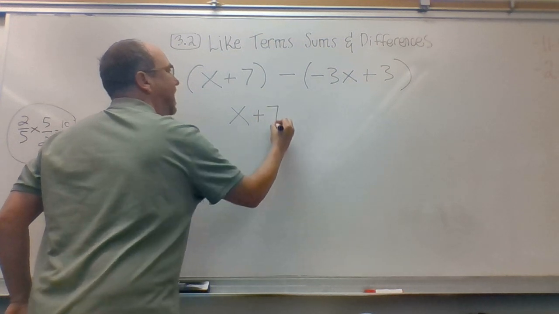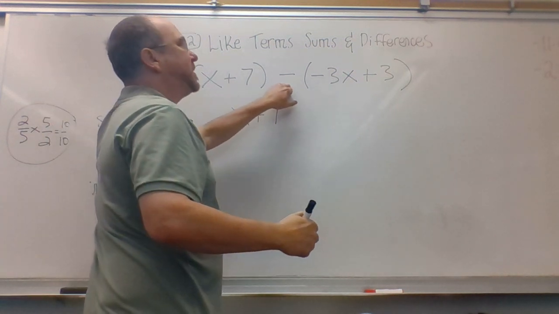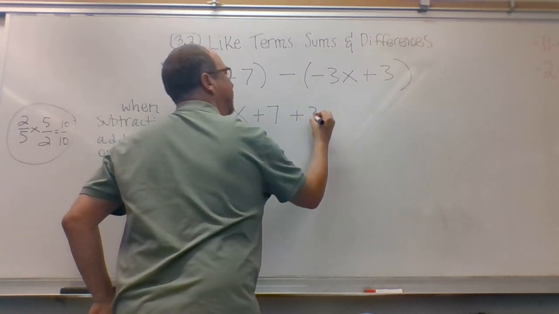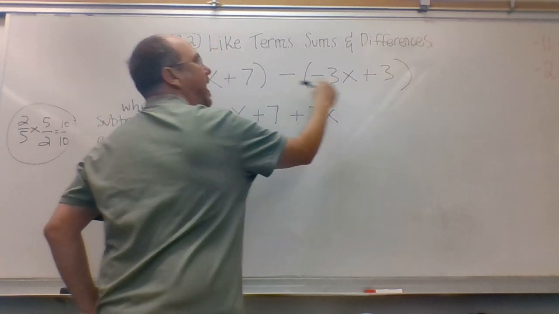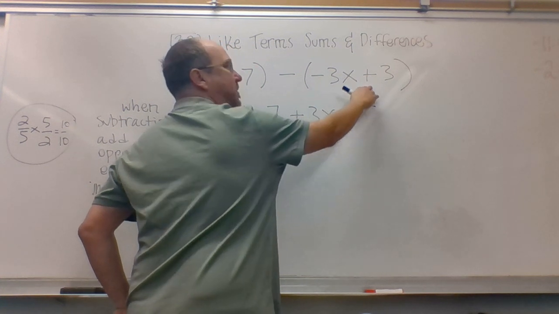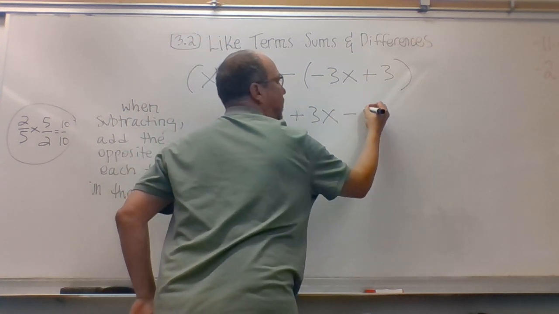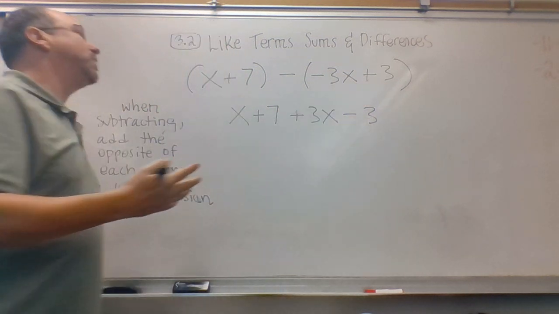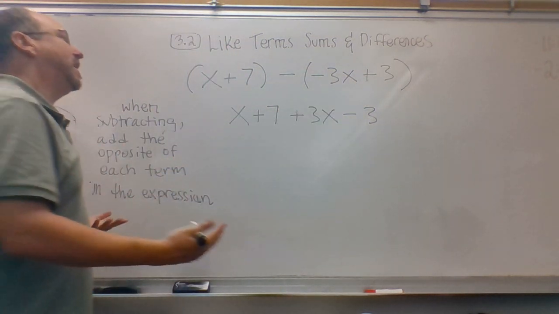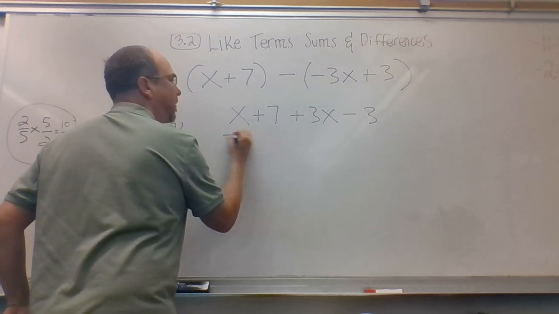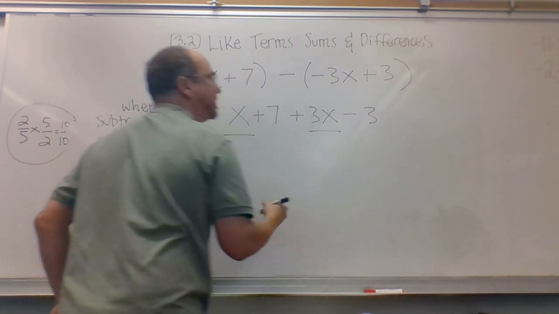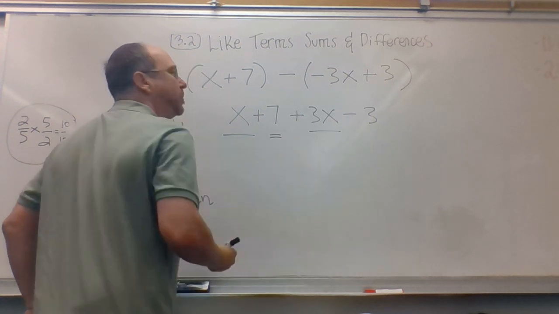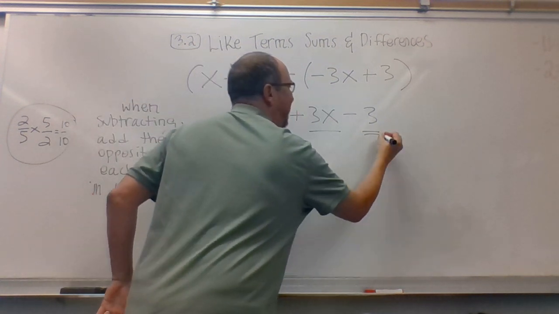x plus 7, now rewrite it adding the opposite. So to take away a negative 3x means to add 3x. To take away a positive 3, where it's the opposite of addition, so we're saying take away 3. So take away 3. Okay, so now we've rewritten this. Now we go back to that other step. I've got an x, I've got 3x, I'm giving that a single underline. And then I've got a 7, putting 2 underlines under that, and a negative 3.